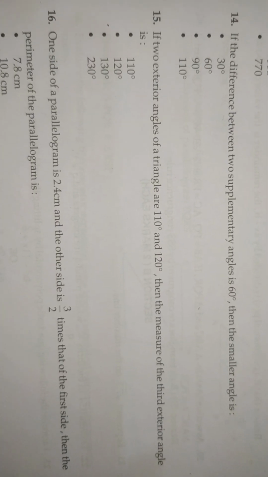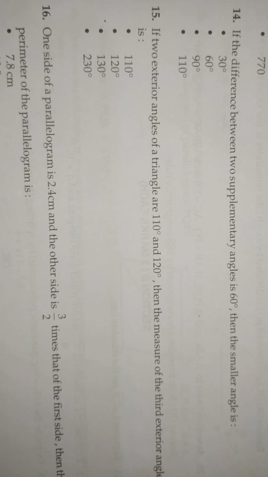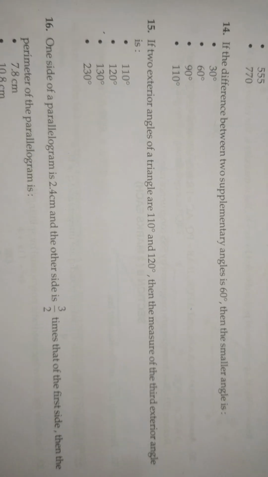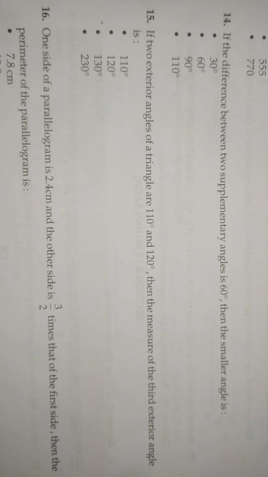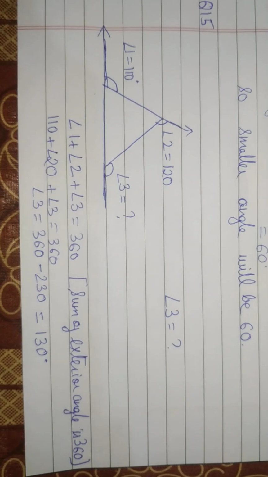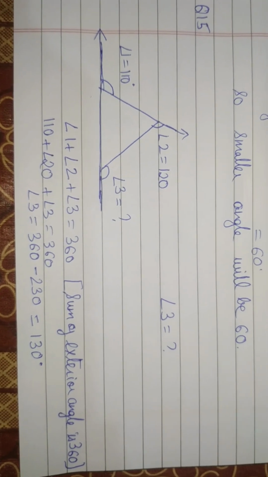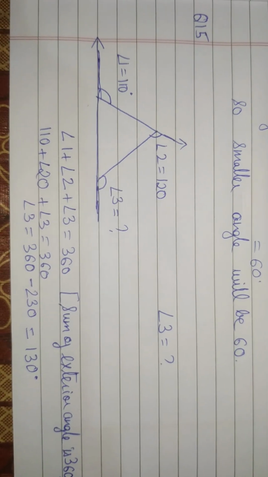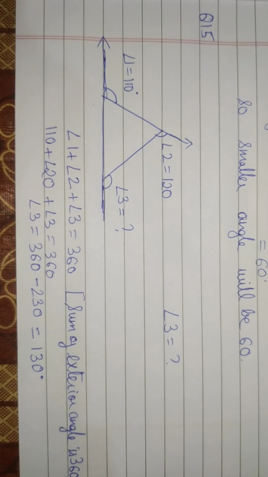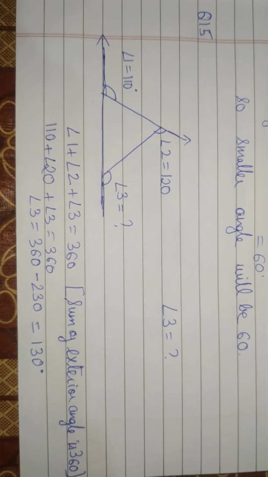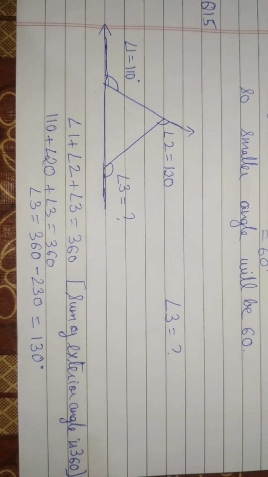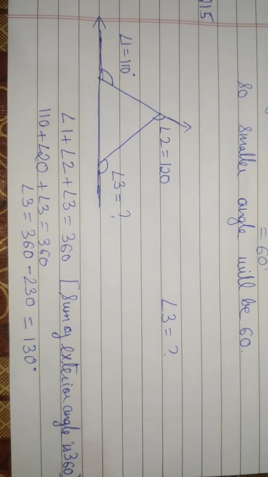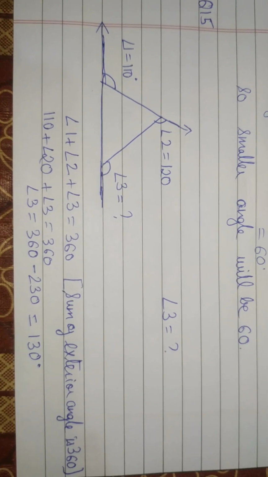Question number 15. If two exterior angles of a triangle are 110 and 120, then the measure of the third exterior angle is. Okay, now I have drawn a triangle and marked the exterior angles. Angle 1 is equal to 110, angle 2 is 120, and angle 3 we need to find. Okay, so angle 1 plus angle 2 plus angle 3 is equal to 360. Why 360? The sum of the exterior angles is 360. Students, please don't be confused. The sum of exterior angles is 360.